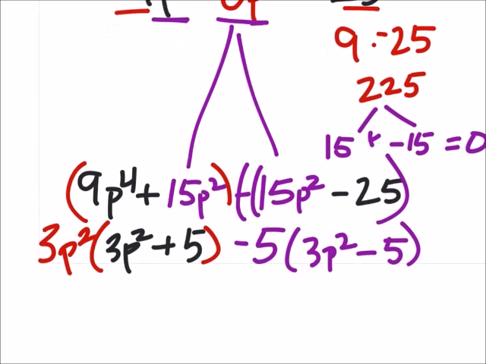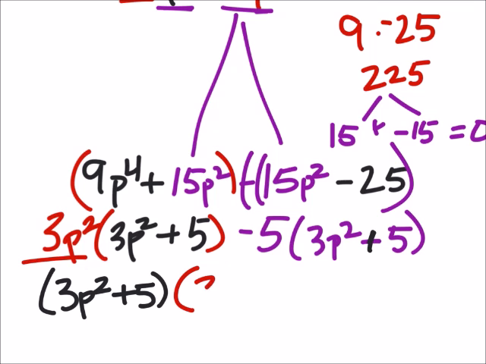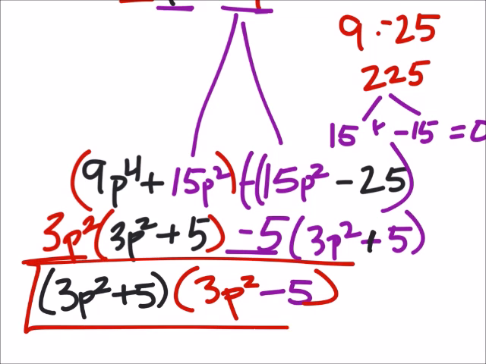And so, wouldn't it be plus 5? Thank you, yes, plus 5, thank you. We can factor out then from both these terms a 3p squared plus 5. And then we just have what was left over, the 3p squared and the minus 5. We'll close it. And that's what we had in the first place.